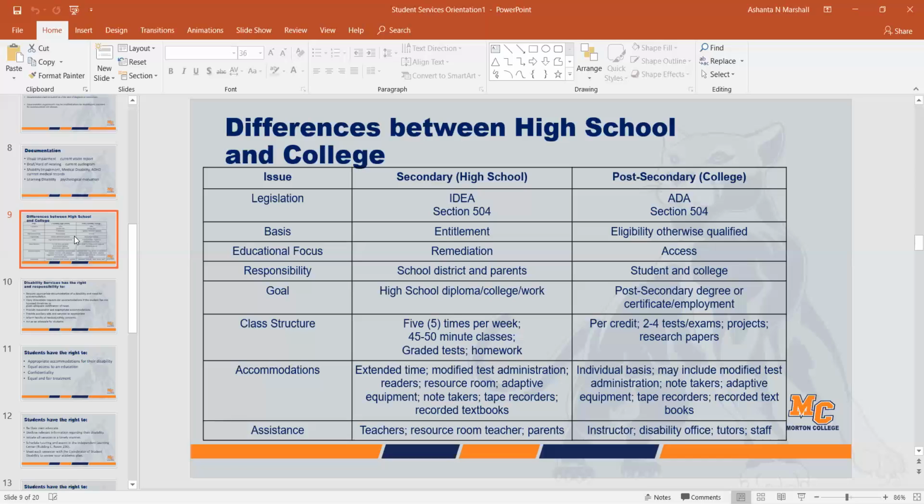But there may be some things like assistance with homework. That's not something that the college necessarily provides. That's something that you can do with tutoring and other services that we offer. So there are a lot of differences between high school and college when it comes to accommodation. I just wanted to put that slide in there to show that.